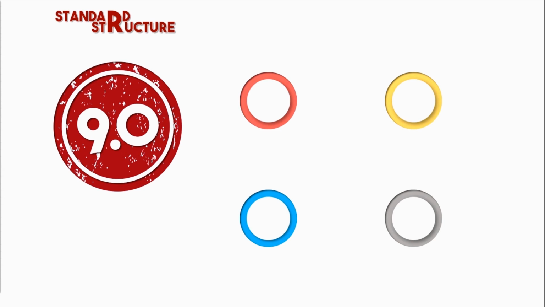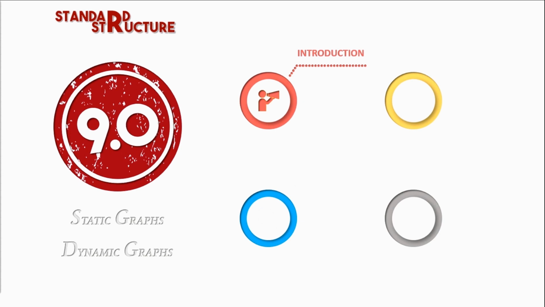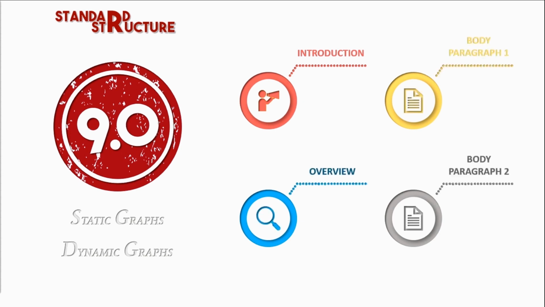We have divided the lesson into two major categories, starting with the structure of static graphs, followed by the structures of dynamic graphs. Now, before we head to the first part, let's review our Band 9 structure for IELTS Writing Task 1. The complete report is in 4 paragraphs: Introduction, Overview, Body Paragraph 1, and Body Paragraph 2.